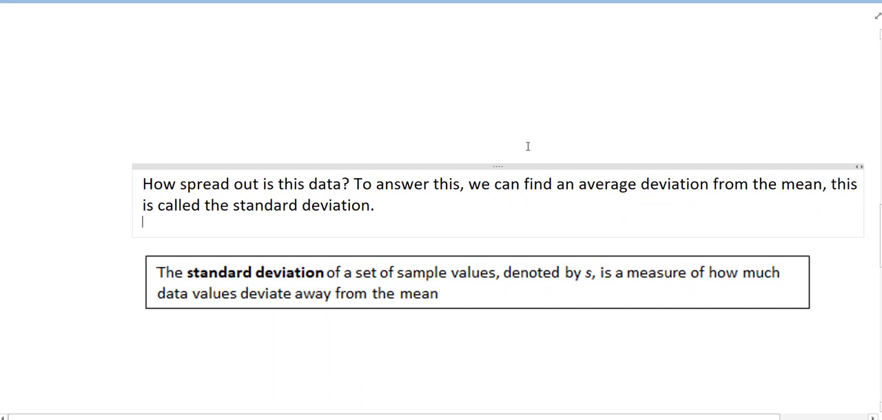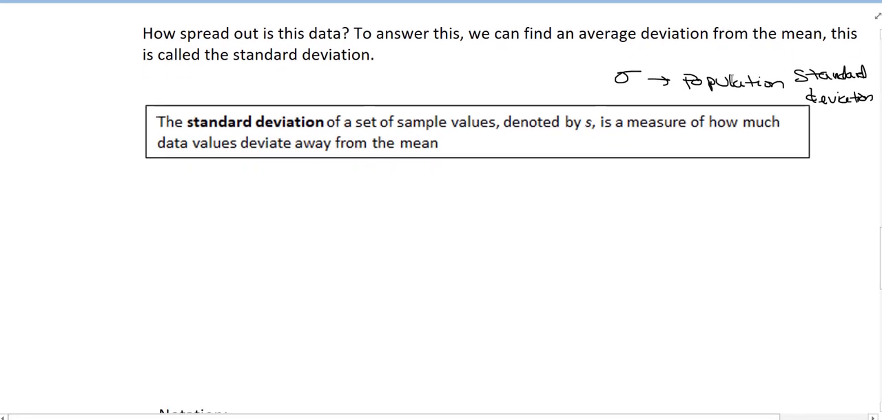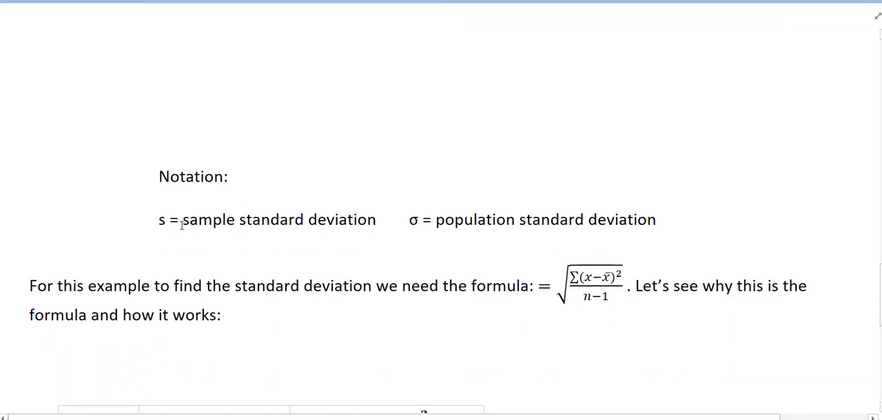But a more precise method of telling variation is the standard deviation. And what this is, we want to find the average distance from the mean. And that's what we call the standard deviation. And the notation is S if it's for a sample. If it's for the population, then it's the lowercase sigma. So here's the notation: S, sample standard deviation, sigma, population standard deviation.